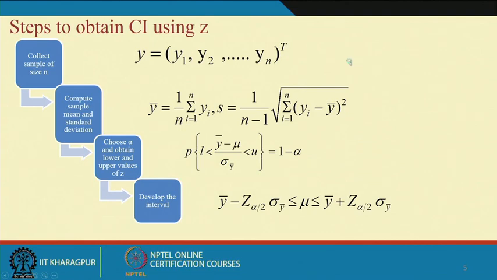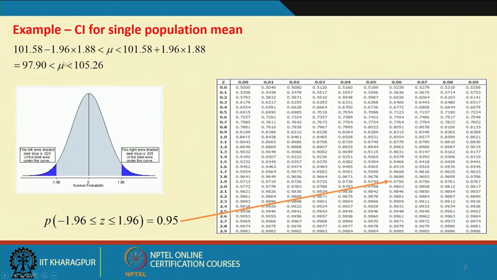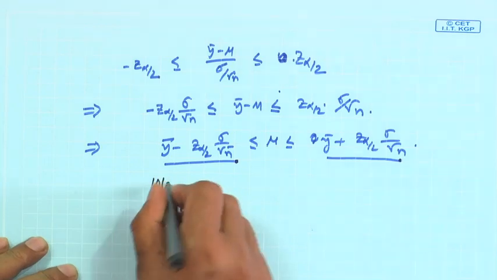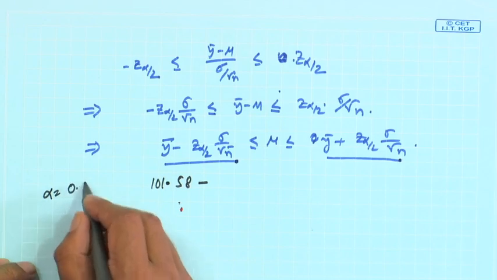Now, see one example. An engineer intends to measure the intensity level on target on a radar scope by using filter type 1, and assume that it is normally distributed with mean 94 and standard deviation 6.5. Construct a 95% confidence interval. So you have the sample data, and you find the average from the data. What is y bar? Y bar is 101.58. Now, consider alpha equal to 0.05.